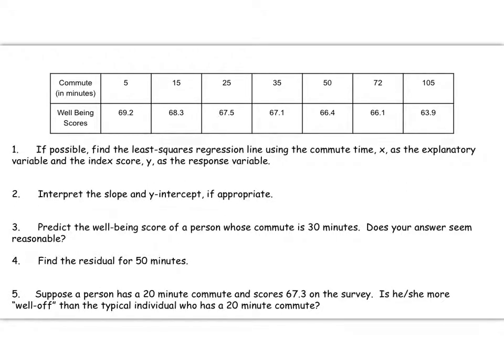Okay, so we've already found a regression equation for this situation. It's y equals 69.03 minus 0.048x. So this is just saying, because this is a negative slope here, that as our commute goes up, our well-being goes down.